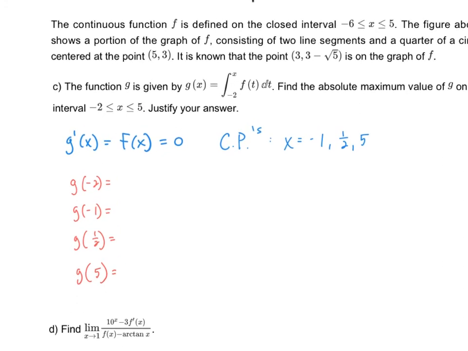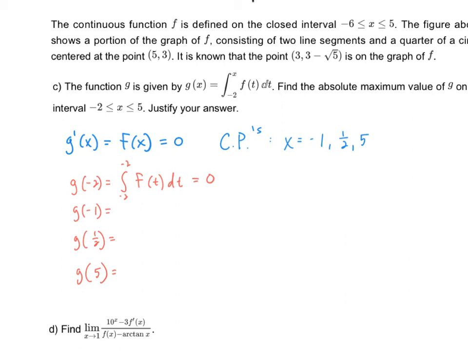Okay, so we can see G of -2 is going to be 0, because we're using this integral to evaluate G. All these x's are getting plugged into that top limit. So -2 gets plugged in, so -2 to -2, and that's just 0. Just remember, anytime the limits are the same, it's going to equal 0.